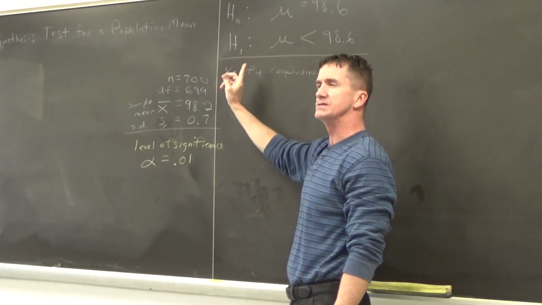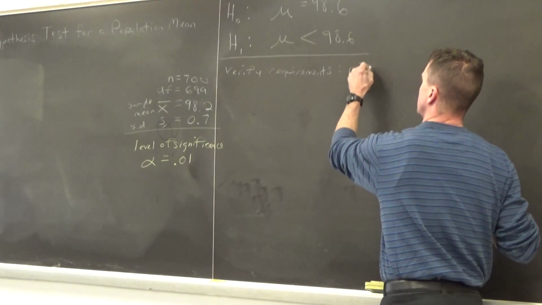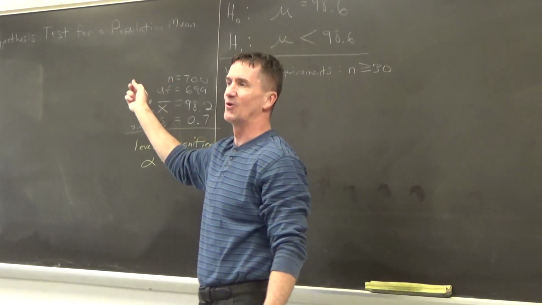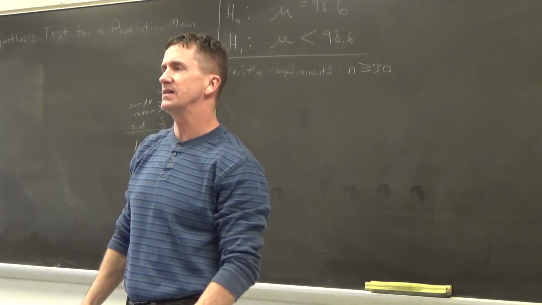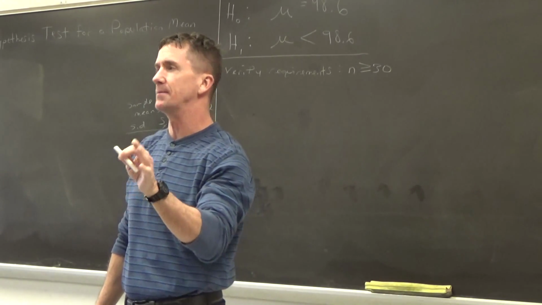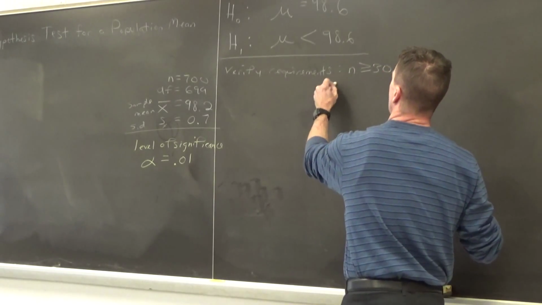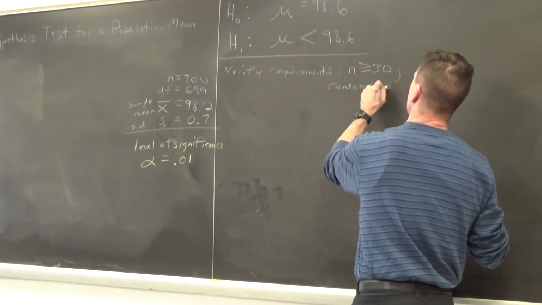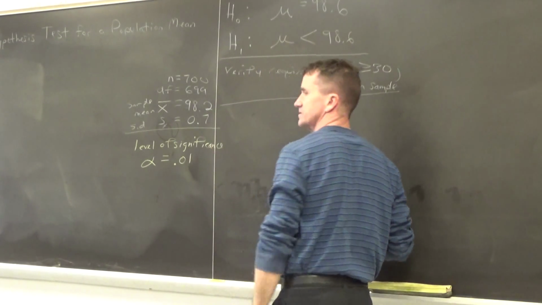What is it for means? Do you remember? N greater than or equal to 30. Is the sample size greater than or equal to 30? Yes. Well over 30, right? And we're fine. Also, do you remember I said they chose these people randomly? That's important. I'm going to write that down. It's a random sample. So we have verified requirements.